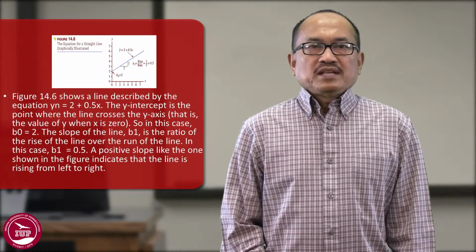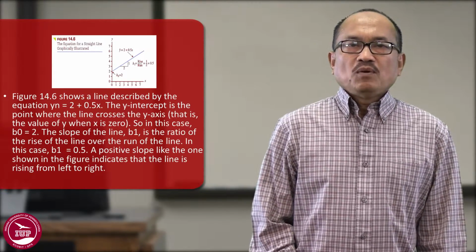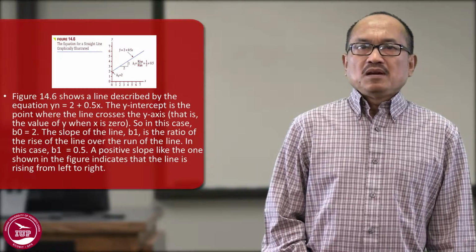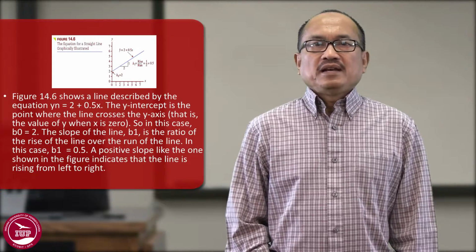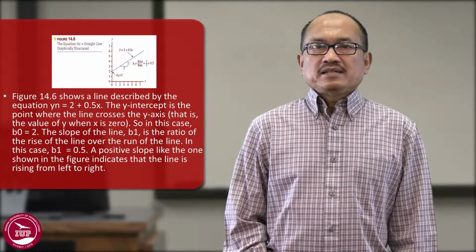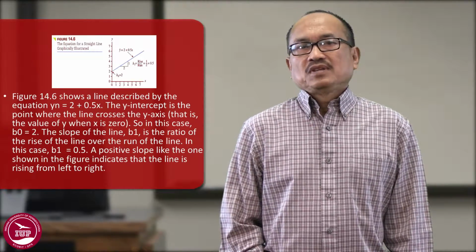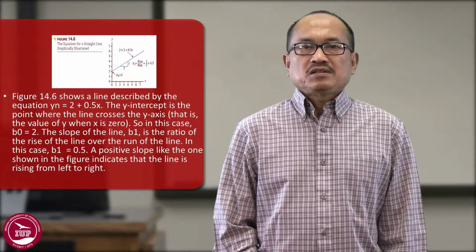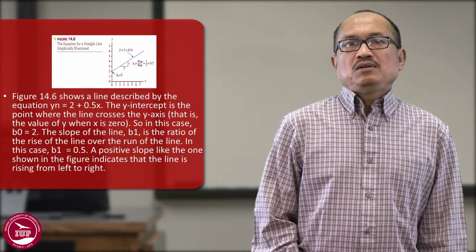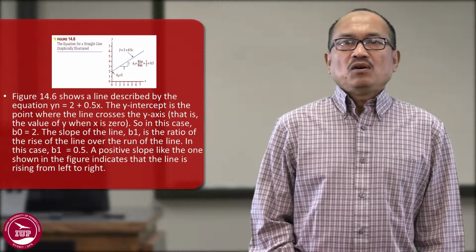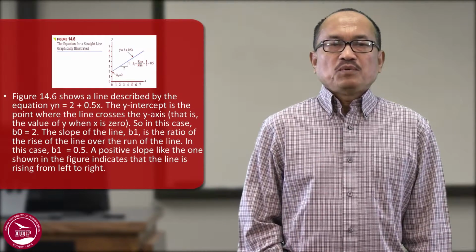Figure 14.6 shows a line described by the equation ŷ equals 2 plus 0.5x. The y-intercept is the point where the line crosses the y-axis, that is, the value of y when x is 0. So in this case, b0 is equal to 2. The slope of the line, b1, is the ratio of the rise of the line over the run of the line. In this case, b1 is equal to 0.5.